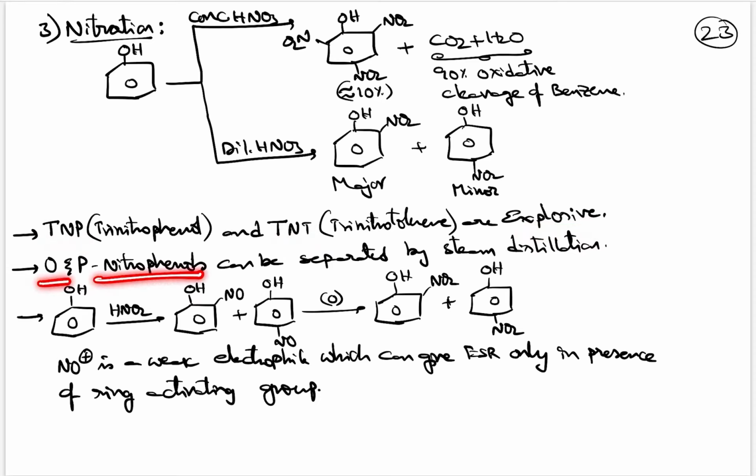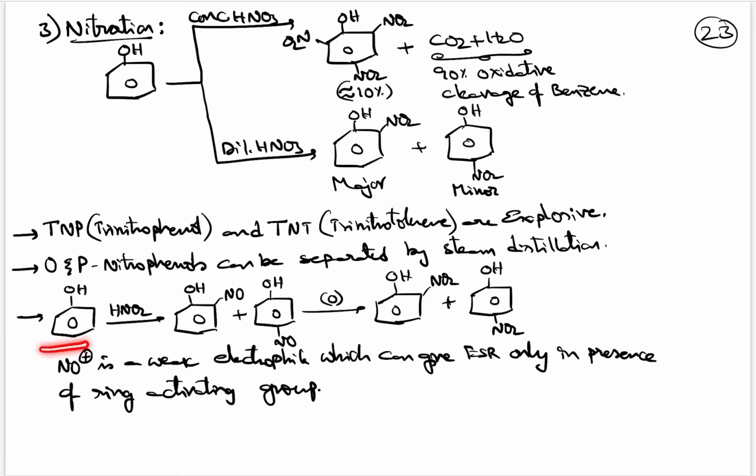Ortho and para nitrophenols are formed as a mixture, but they can be separated by steam distillation because they have a difference in their boiling points. The boiling point of the para isomer is higher, therefore it will be distilled later, and the first distilled compound will be the lower boiling point compound, that is orthonitrophenol.